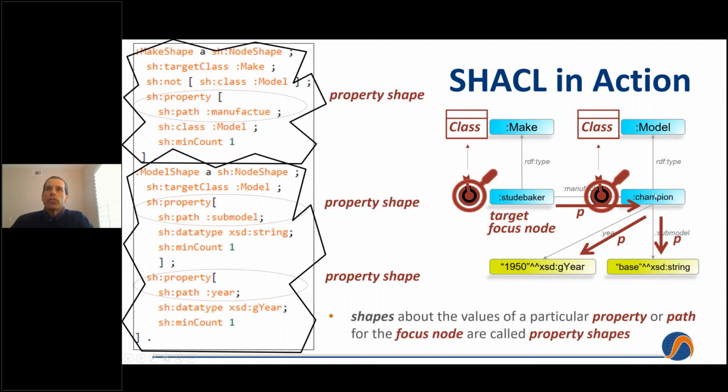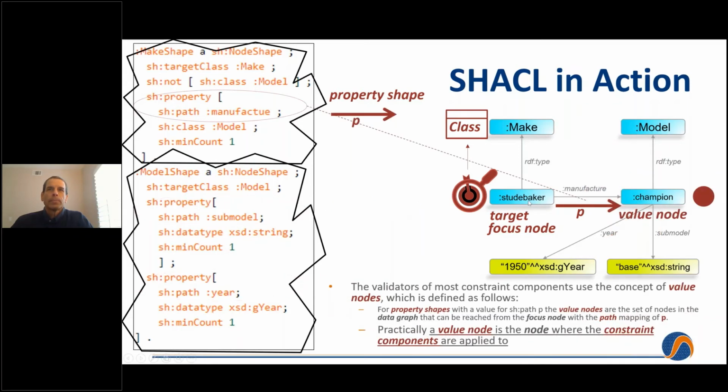And the champion in the bottom shape, which is the focus node for the bottom shape, has two property shapes: one submodel to base, and one year 1950. So let's start from the top and find the value node where we apply the constraint components. If you remember, the value node is the node where the constraint components are applied. The value nodes for a property shape are those nodes that can be reached with a path P from the focus node. So let's look here at the top shape.